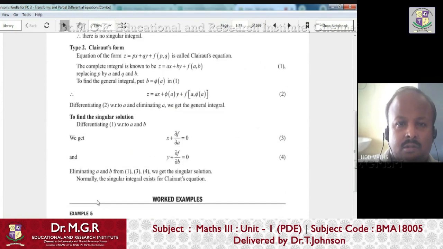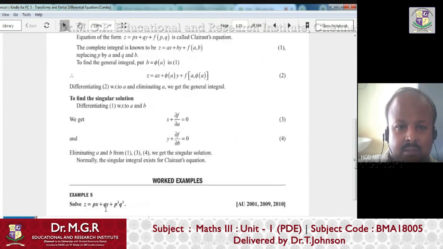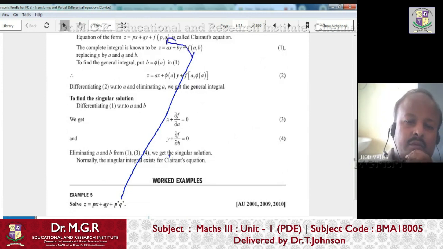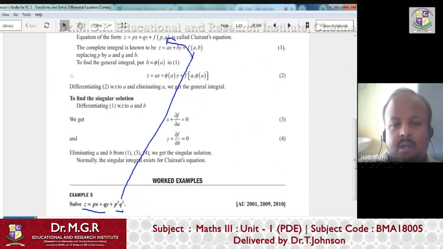So now you can see this p square q square is nothing but some function of p and q. It may be p square q square or p square plus q square, whatever it may be. But in type 2, the first three terms z, px and qy should be present. Then after that, whatever may be the function of p and q, it may be sin p plus cos q, or p square plus q square, or p into q, or p plus q, whatever it may be. But the first three terms should be standard in type 2.